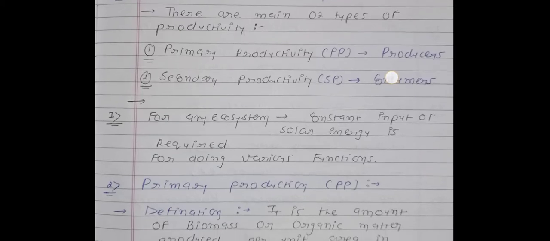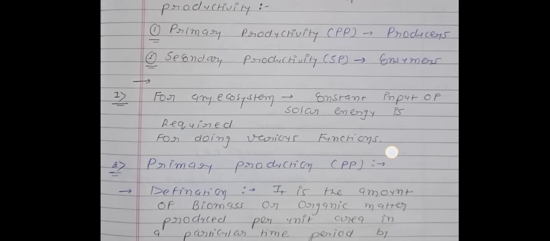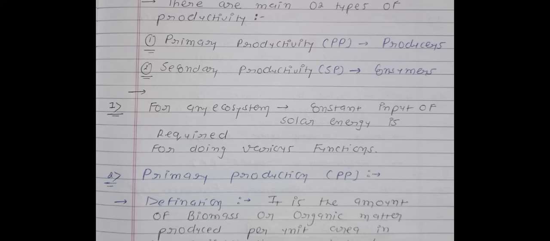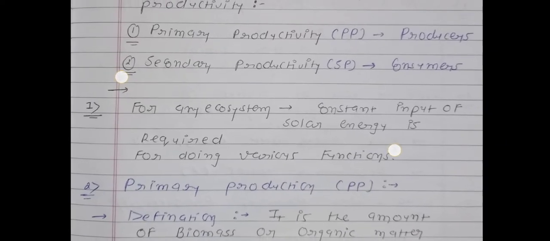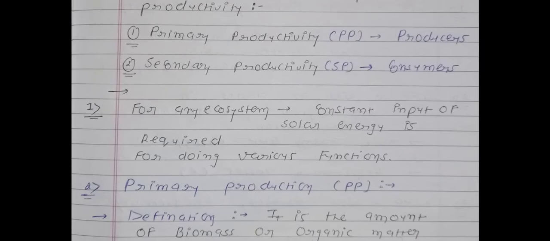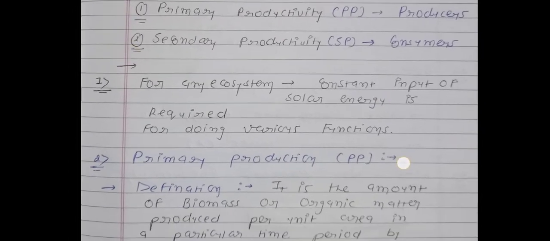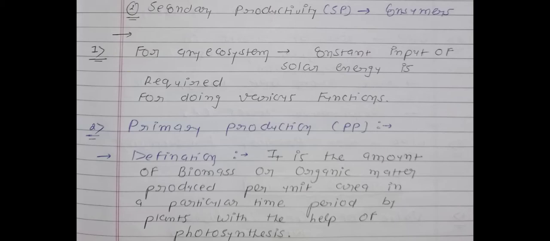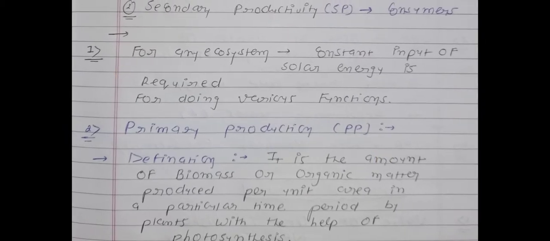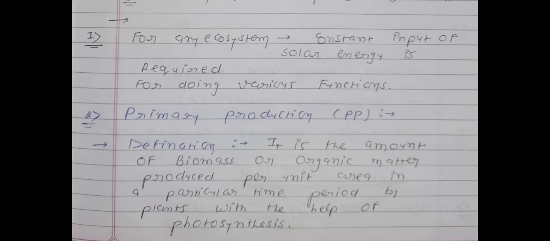Okay, now see, next concept. For any ecosystem, constant input of solar energy is required. You know that the ultimate source of energy is only the sun. So for doing various physiological processes and various functions, constant input of solar energy is required for each and every ecosystem. Okay, now see, now we will talk about the primary production or primary productivity, which is known as PP.